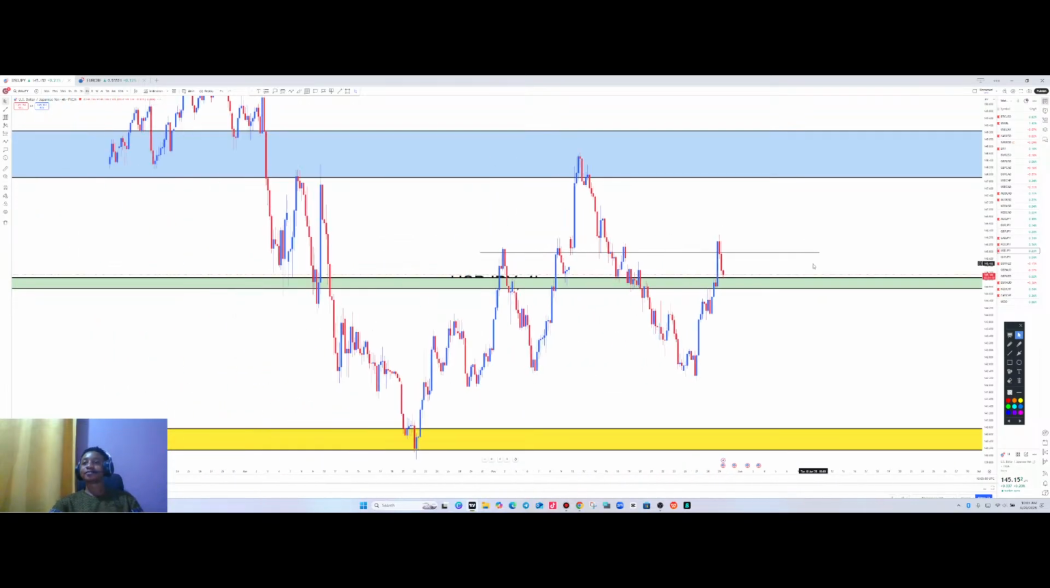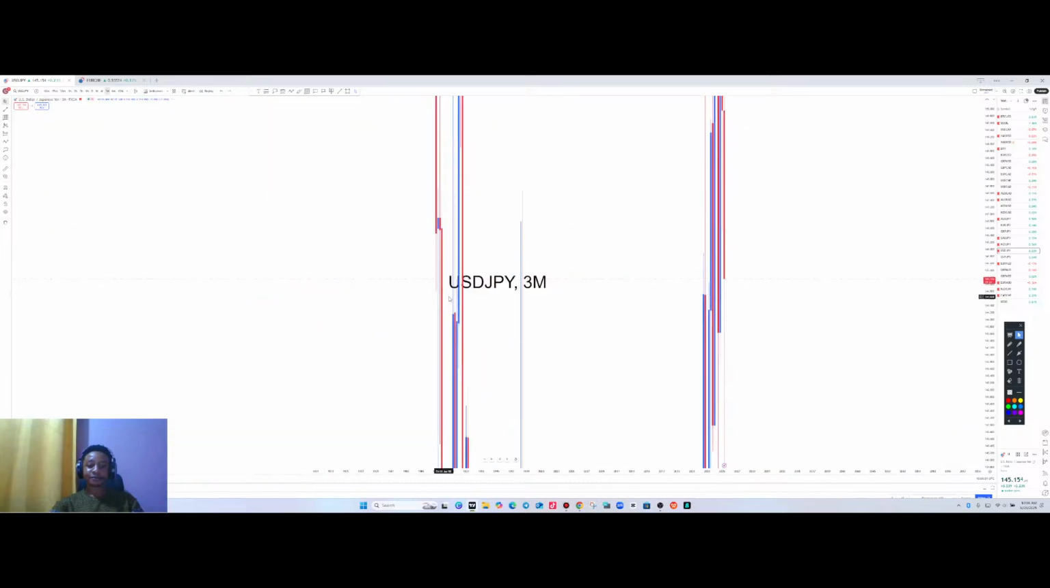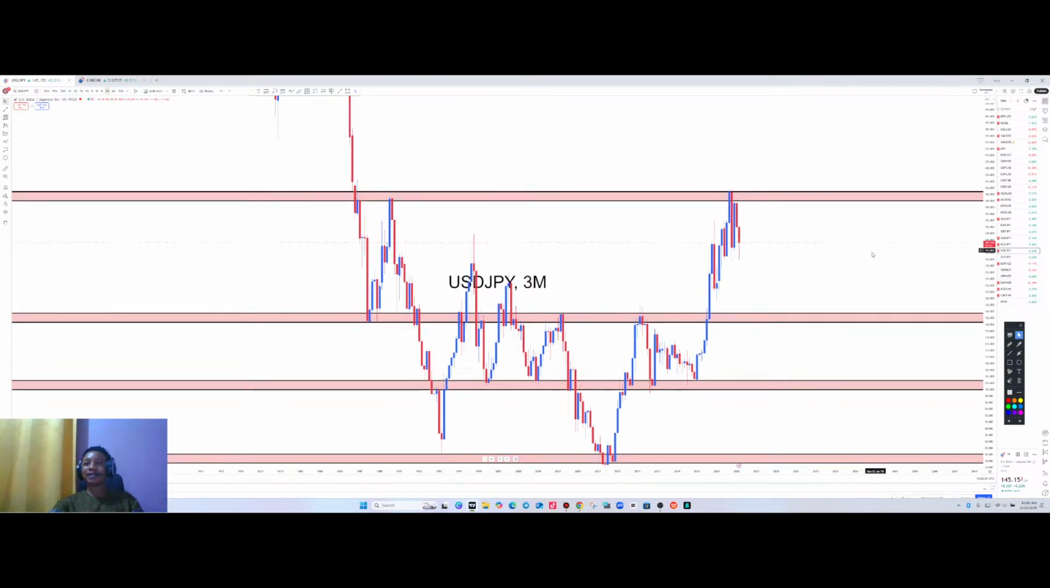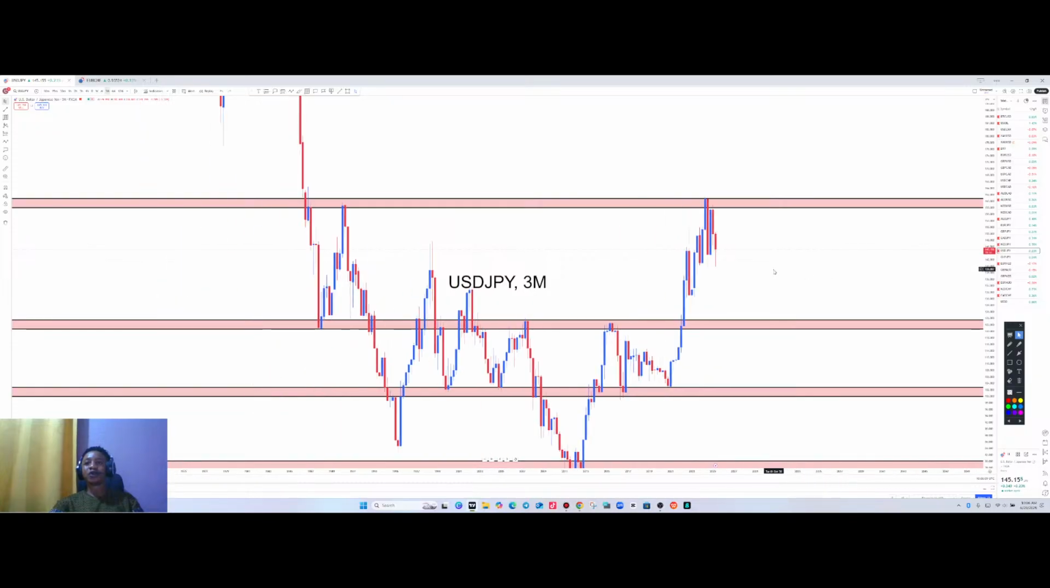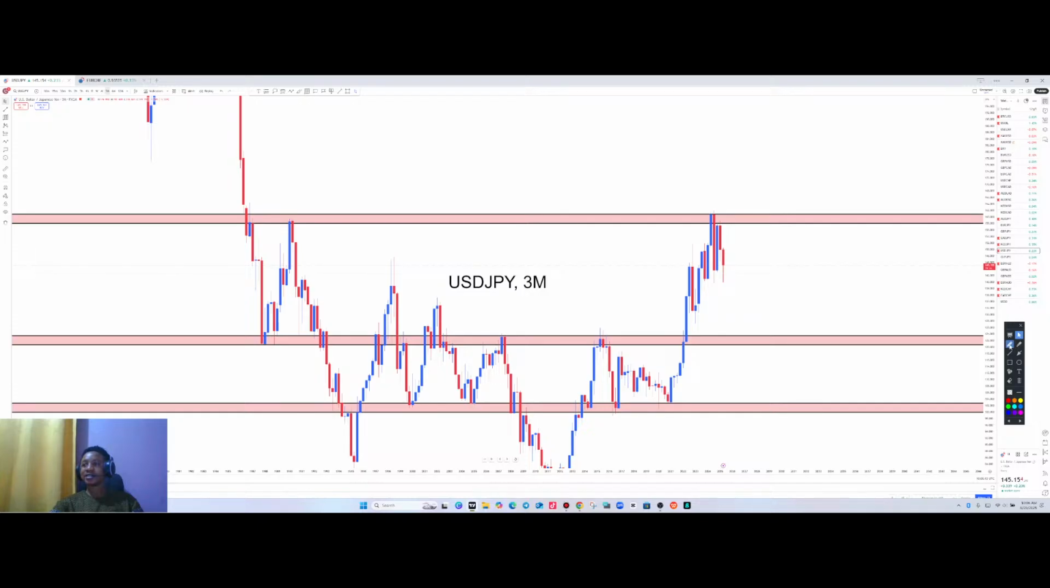USDJPY. All right. So USDJPY, let's talk about this pair, beginning the analysis on the higher time frame. Okay, so this is USDJPY on the higher time frame, or the 3 months time frame. Let's explain. What is going on over here on this time frame? There's a lot going on over here. We need to understand it.